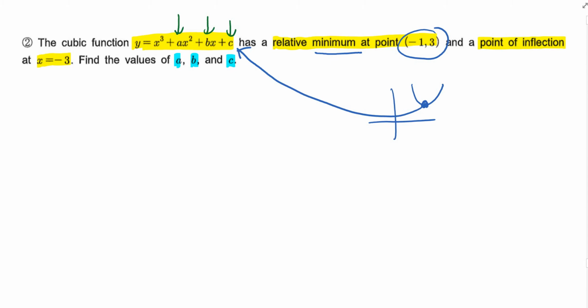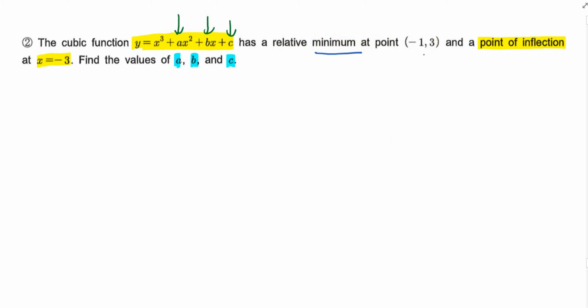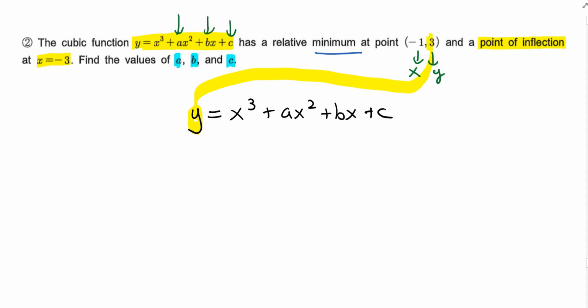on that graph. So just like the previous problem, I can take the point (-1, 3), label this as x, label that as y, and substitute that back into the original function, which was y equals x cubed plus ax squared plus bx plus c. So this y value will now change to 3.